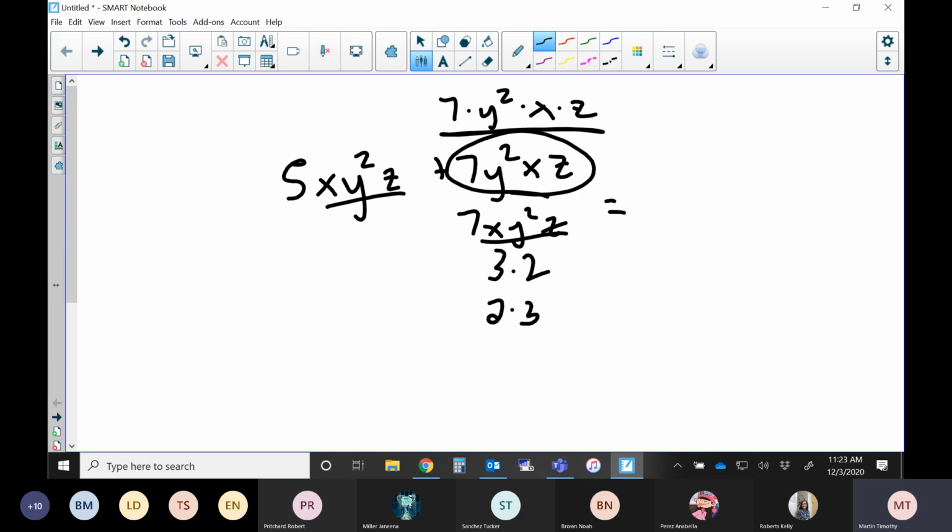They are like terms. So the only thing you have to make sure when you're combining like terms is that each one of the variables matches up. So I have an x, I have a y squared, I have a y squared. I have an x here, I have an x. I have a z, I have a z. Check, they're like terms. Now, please be careful.